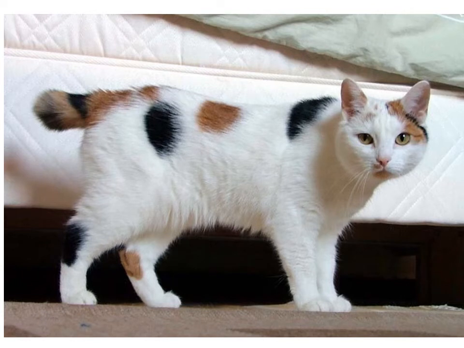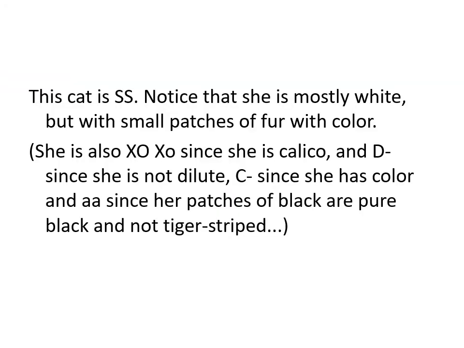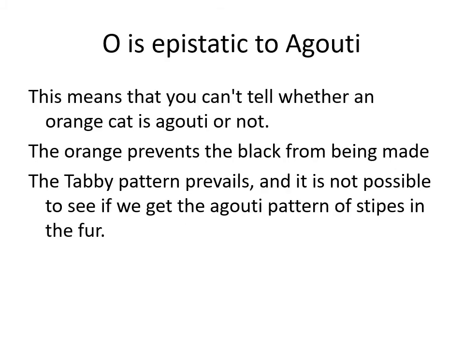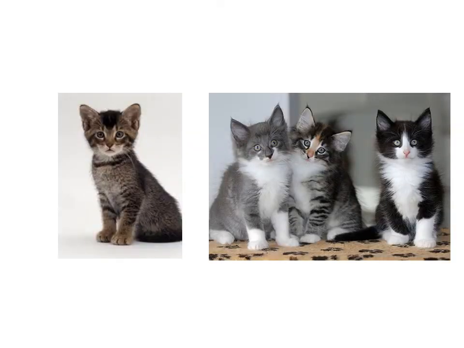Okay, this cat is big S because she's really mostly white and has only some patches of color on the upper part of her body. Notice that she's also big O, little O, since she's calico. Notice that she's big D, since she's not dilute. She's got the usual orange color and black color. She's big C because she has color. And she's also little A, because her patches are black or pure black and not tiger stripe. So the other genes will also come into play. You have to put them together to get what the cat actually looks like. Okay, I said this before, O is epistatic to agouti. So if a cat's orange, you can't tell whether the cat is agouti or not. Here's some cute kittens.